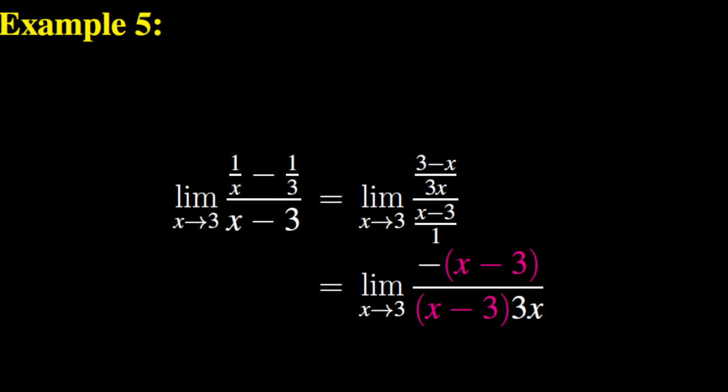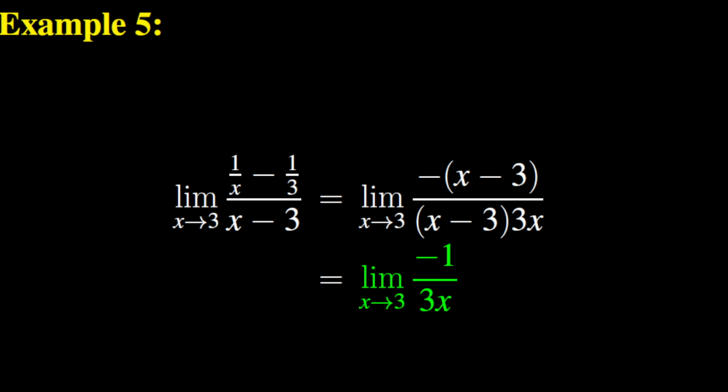We rearrange the numerator, and it turns out that x minus 3 is the common factor of both the numerator and denominator. Then, we simplify x minus 3 and obtain negative 1 divided by 3x. This new expression does not have the term that was causing the 0 over 0. We should be able to compute the limit by using the quotient law, by dividing the limit of the numerator by the limit of the denominator. This is the same as plugging the value 3 into the expression.